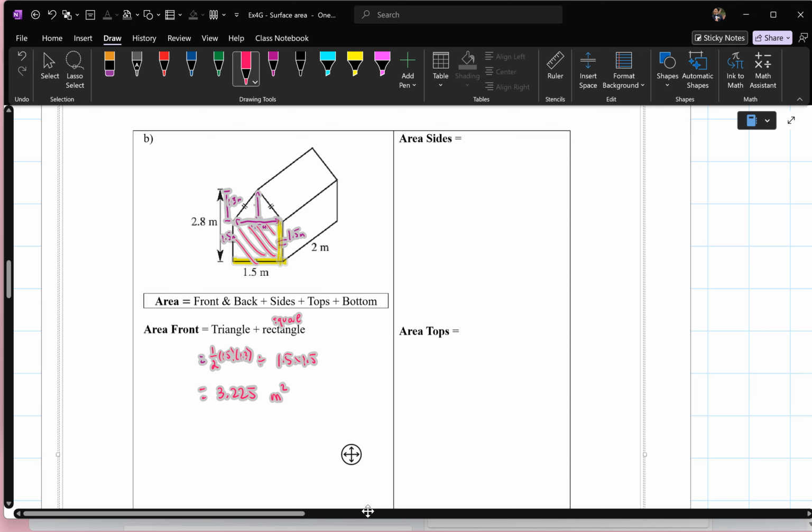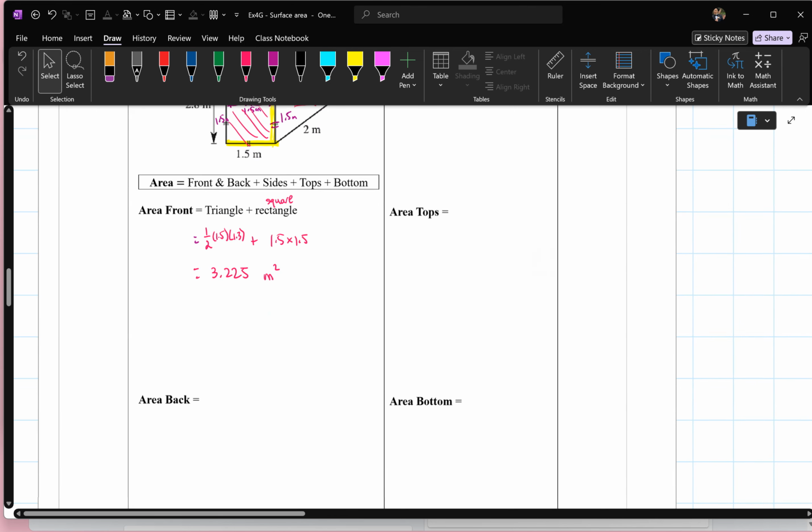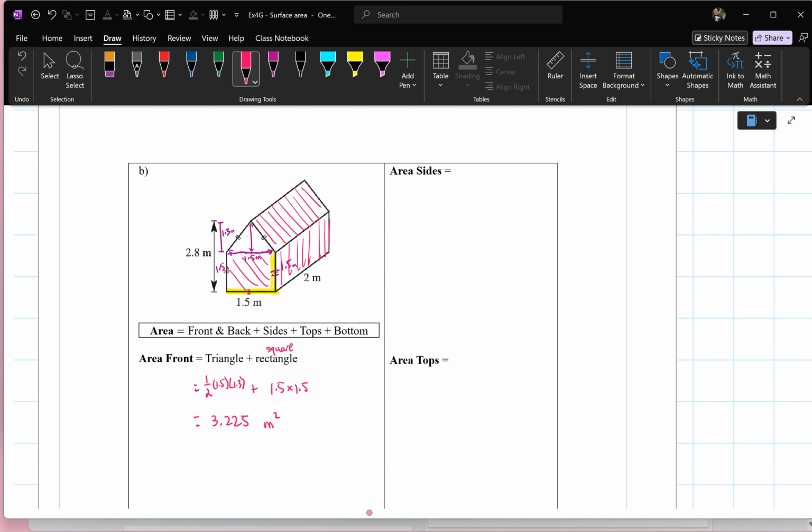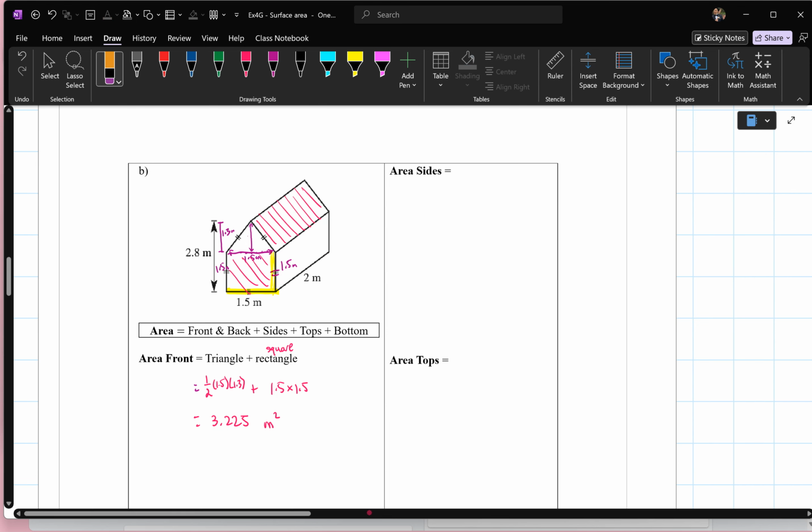Now the front and the back, if you can picture it, it's actually the same. So the front and back should also be the same. So I would say it is 3.225 squared meters as well. And then now we've got the front and back, we need to do the sides. So if you look at the sides, you can see the side is made up of a rectangle on that diagonal slant and also another rectangle just on the side there. So the slant is clearly got the dashes, so it's 1.5 along the diagonal. And then the length here is 2 meters.